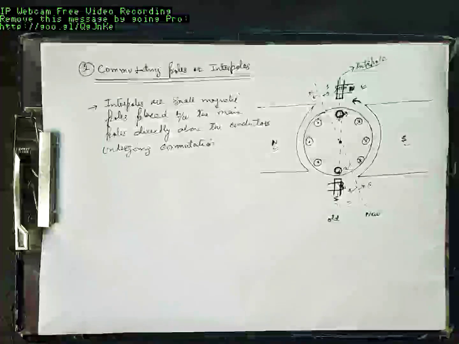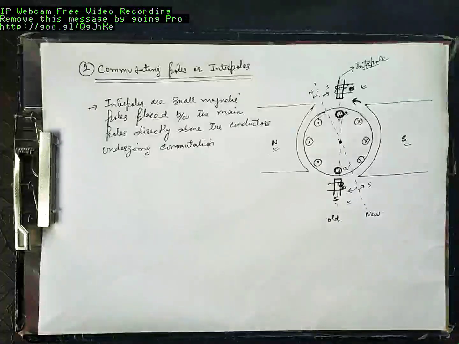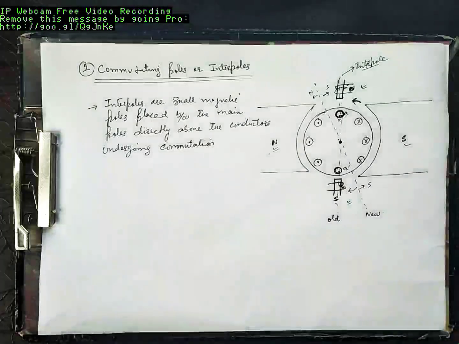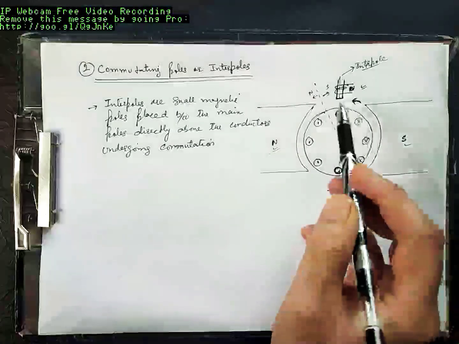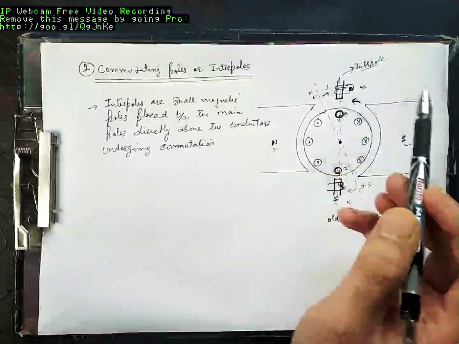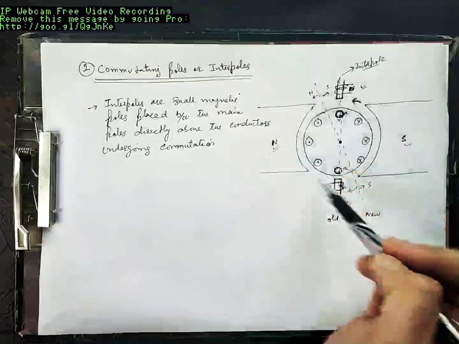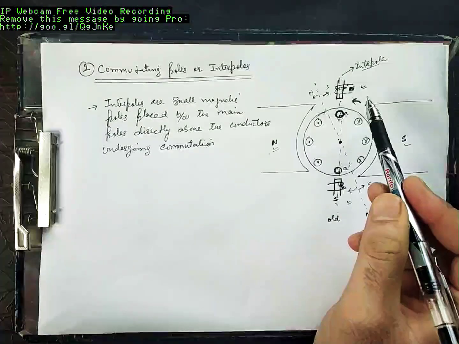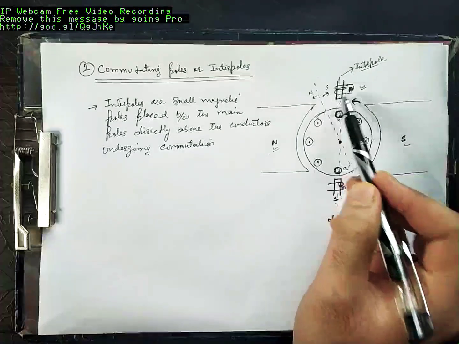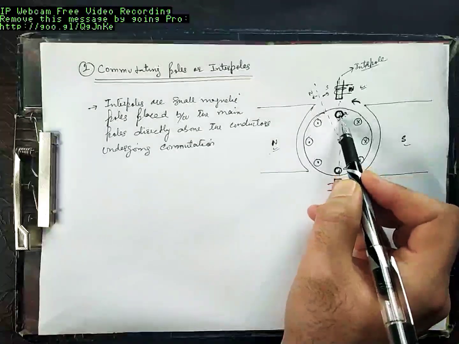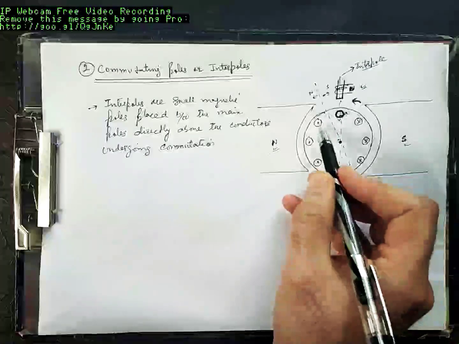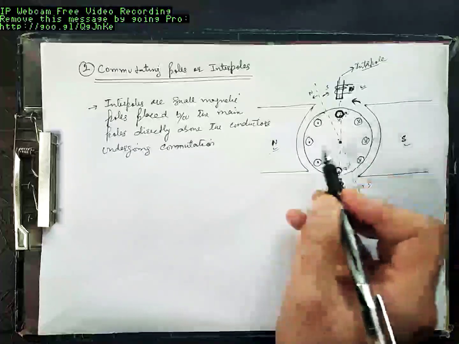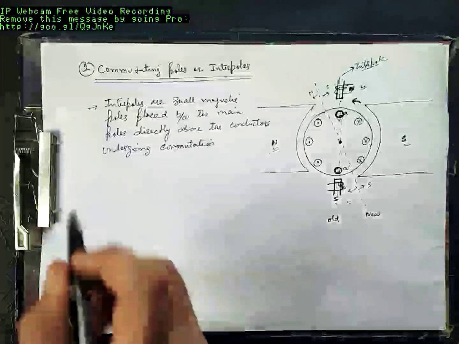Directly under the poles, above the conductors undergoing commutation. However, in order for these interpoles not to interfere with the overall magnetic flux in the machine, are you getting me? These interpoles should only change the magnetic flux through this conductor which is undergoing commutation. This shouldn't impact the magnetic flux through all other conductors. So these interpoles are small.